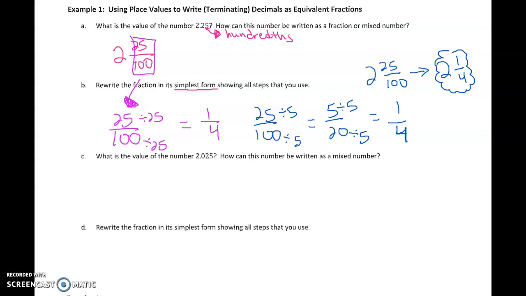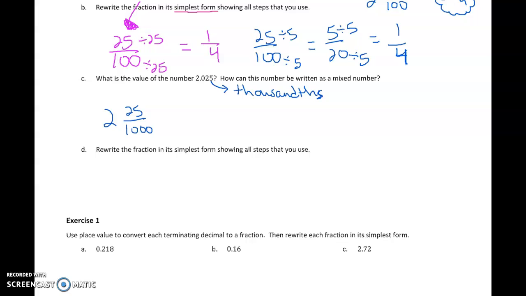All right, so what is the value of the number 2.025? Well, again, don't say it like that. Say 2 and 25 tenths, hundredths, thousandths. So this is 2 and 25 thousandths. Now, if we need to reduce that, 25 thousandths, you can see that 25 goes into both of these, hopefully. And 25 divided by 25 is 1. 1,000 divided by 25 is 40. And if you need to use a calculator to help you out with that, you can. So again, that's going to go to 2 and 1/40th, not forgetting our mixed number out front.